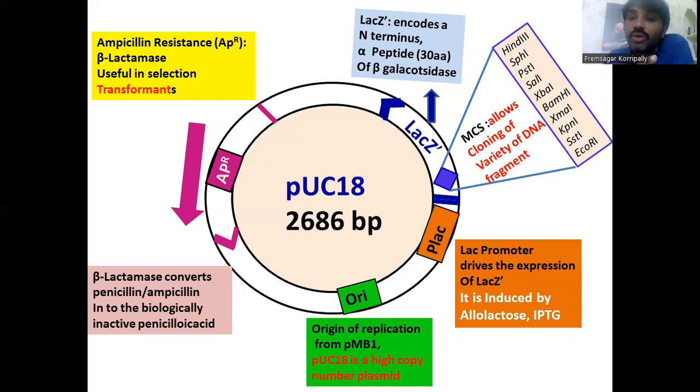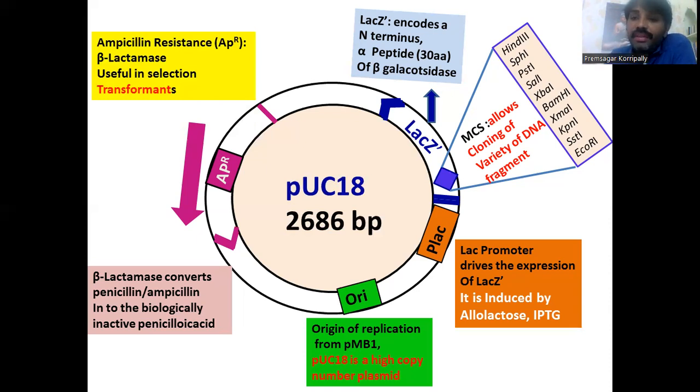As I told you, there are two important features of the cloning vector: a small size, which enables the cloning of bigger DNA fragments, and the second one is high copy number, so that the cloned DNA fragment is amplified many times, massive amplification, so that you can harvest and purify the plasmid, cut it, and use it for various purposes. So here the pUC18 is a high copy number plasmid.